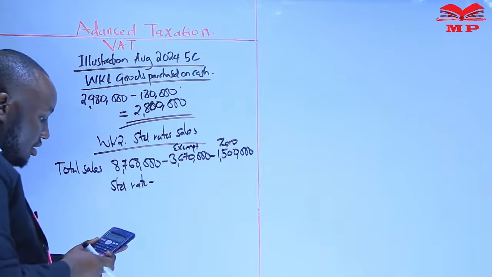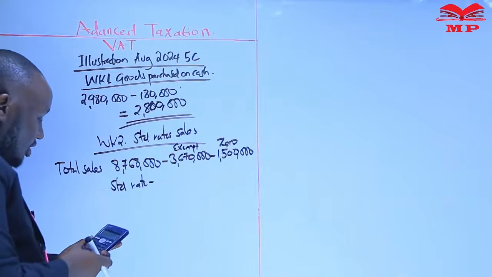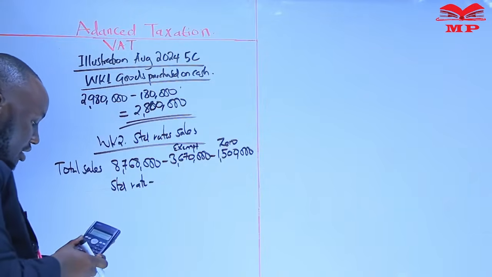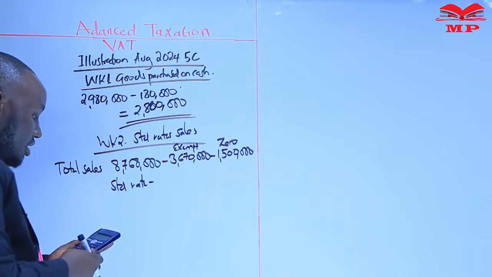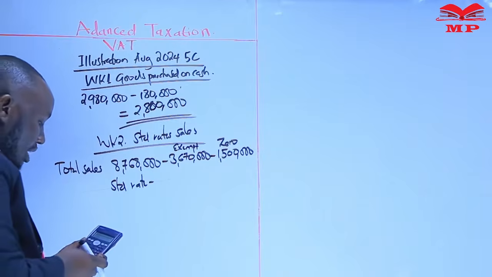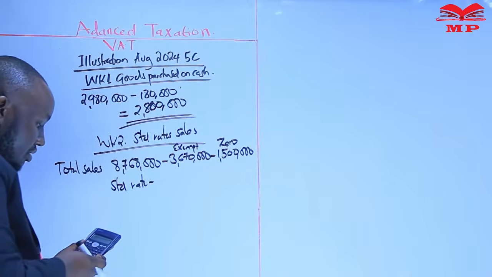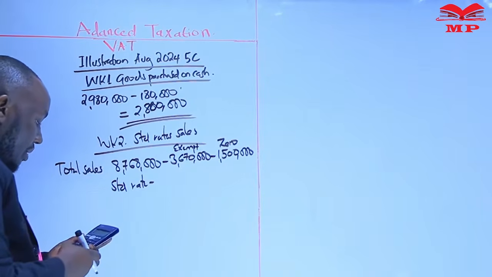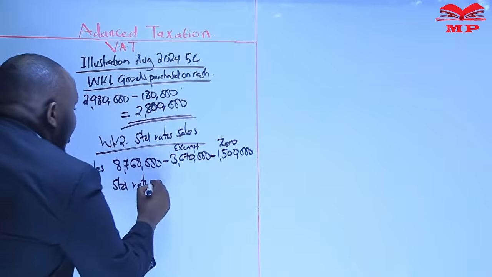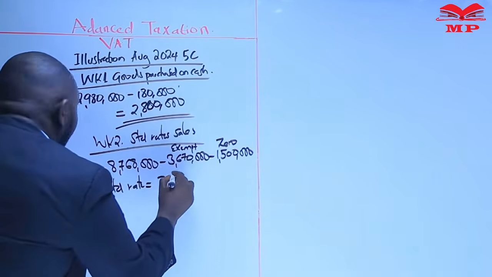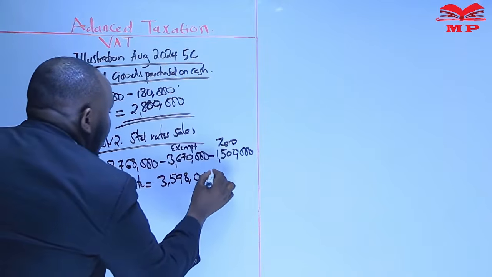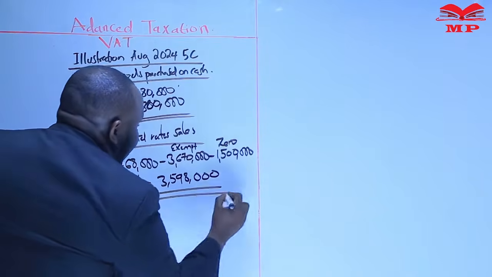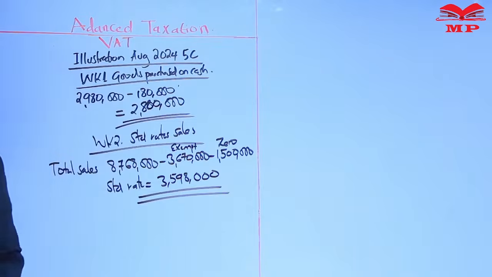8,768,000 minus 3,670,000 minus 1.5 minus 1.5. So we have the standard rate sales to be 3,598,000. An explanation on that.